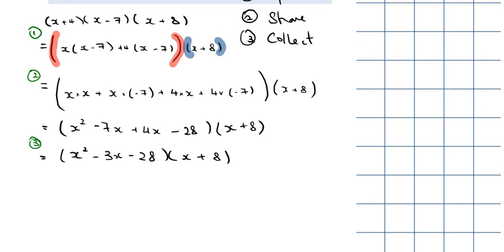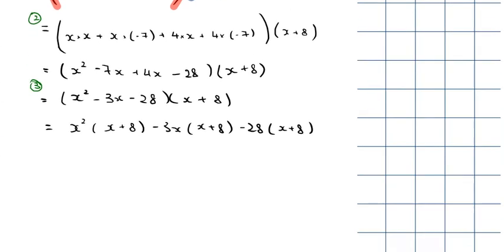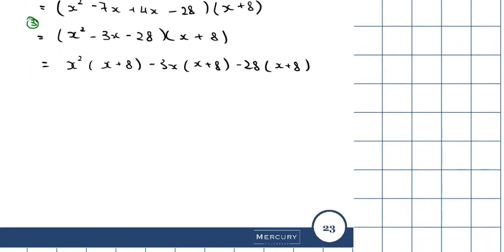What I'm going to do again now is explode the brackets. So I'm going to have an x squared(x + 8), then minus 3x(x + 8), and a minus 28(x + 8). Right, so I've done my first step. Now I'm going to do my second step, which is to share the brackets.